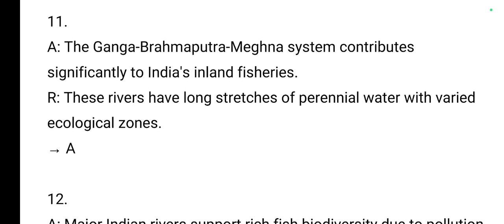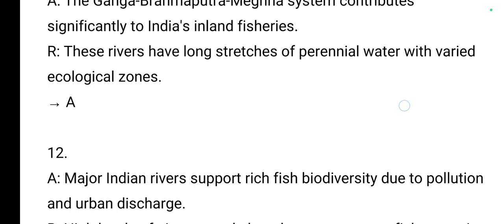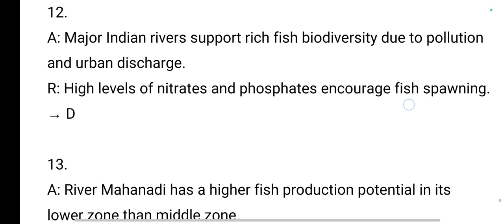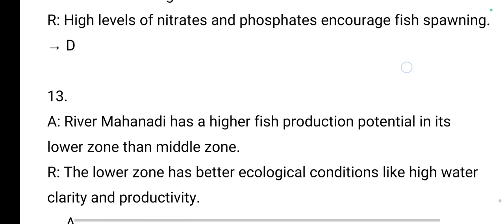The Ganga Brahmaputra Meghna system contributes significantly to India's inland fisheries. These rivers have long stretches of perennial water with varied ecological zones. So it is A. Major Indian rivers support rich fish biodiversity due to pollution and urban discharge. High levels of nitrates and phosphate encourage fish spawning. So the answer will be D.